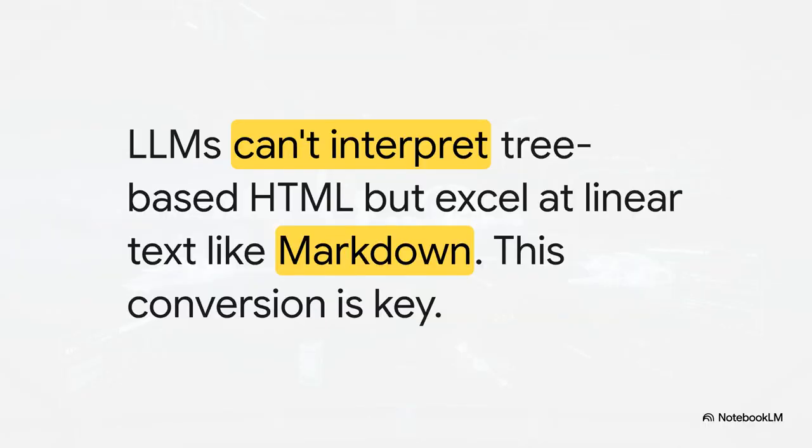So why does this work so well? Well, LLMs are trained on linear text, not these complicated tree-like structures you see in HTML. Trying to feed raw HTML to a language model is super inefficient and often just fails. But Markdown? It's just text. It preserves all the important meaning, the headings, the lists, the links, but in a simple format the LLM can process with incredible accuracy. This conversion step is the secret sauce.